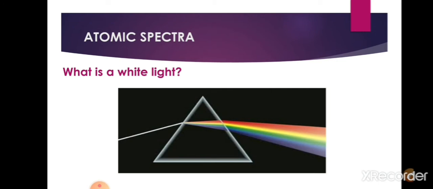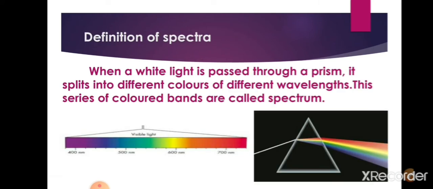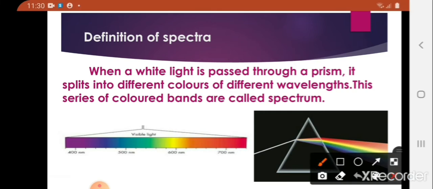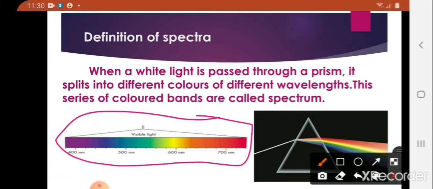Before that we should know what white light is, what light is composed of, or how the spectrum is formed. When white light is passed through a prism, it splits into different colors. We know that these different colors are of different wavelengths. This series of colored bands is called a spectrum.